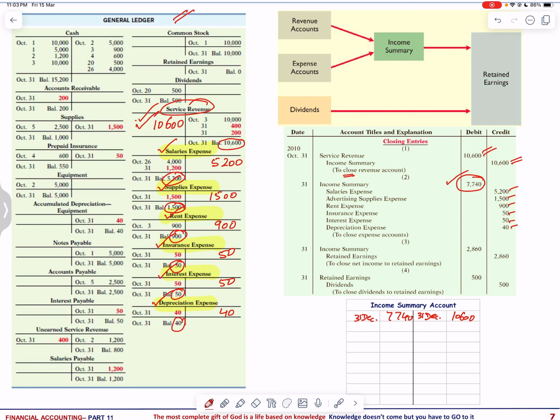The balance is 10,600 minus 7,740, so there is a balance of 2,860.